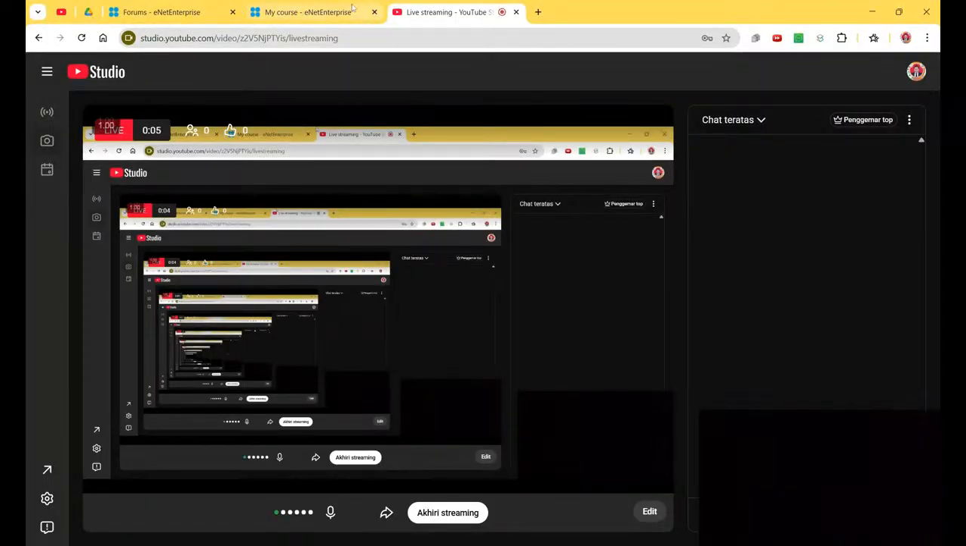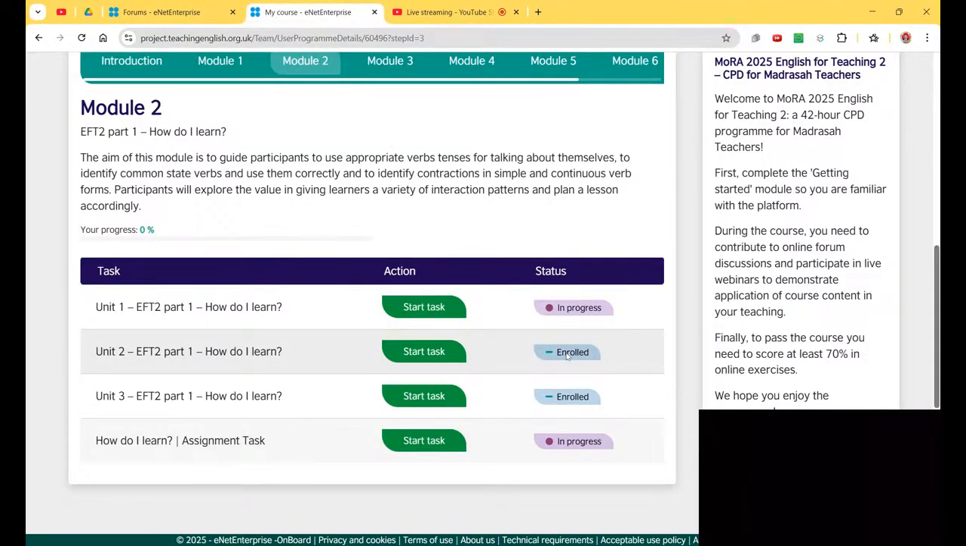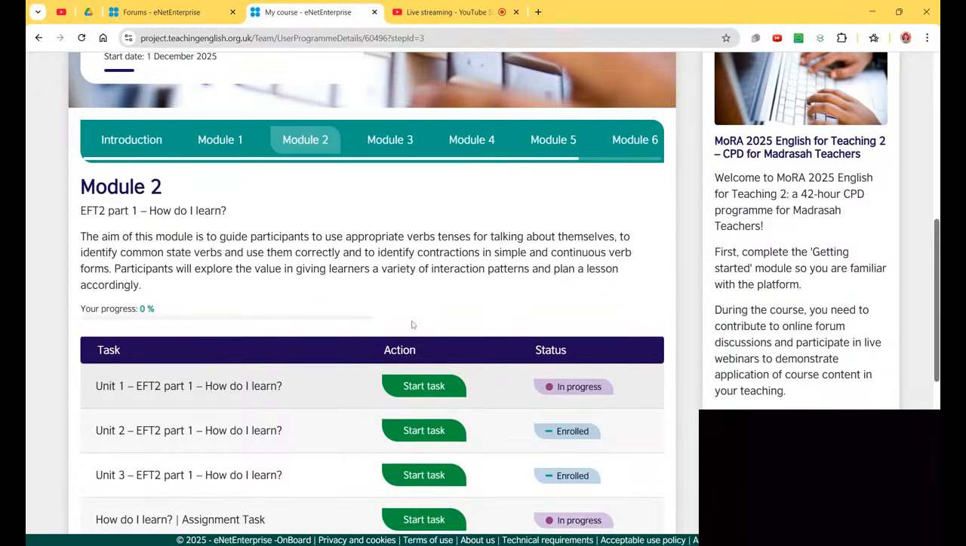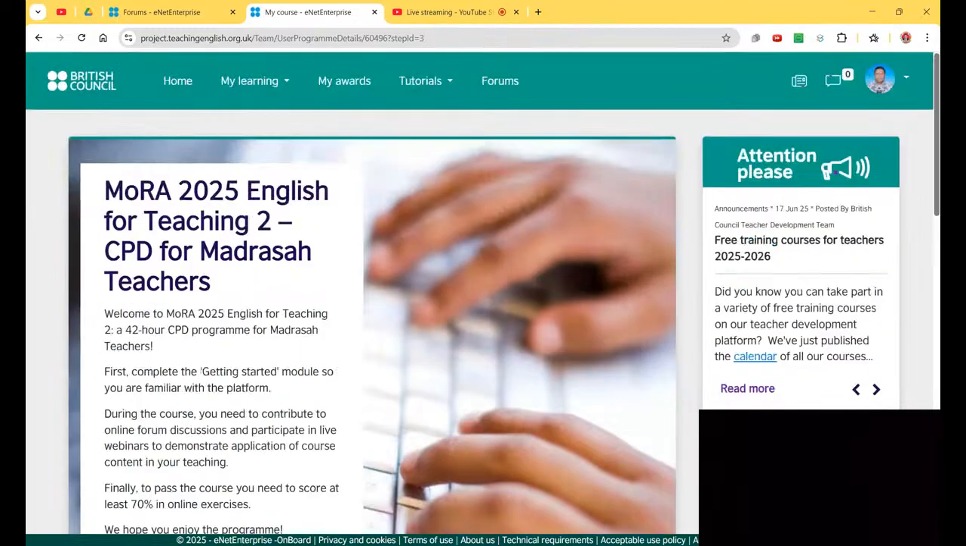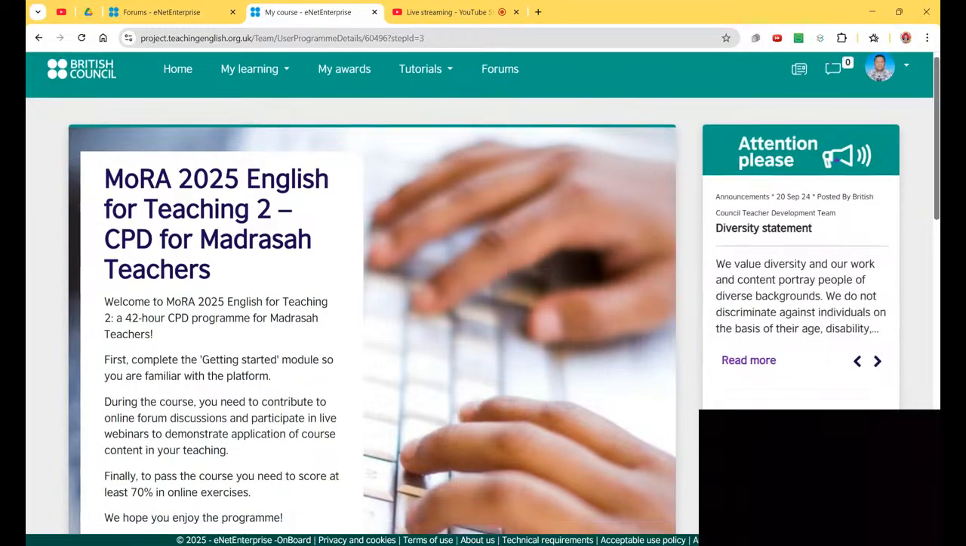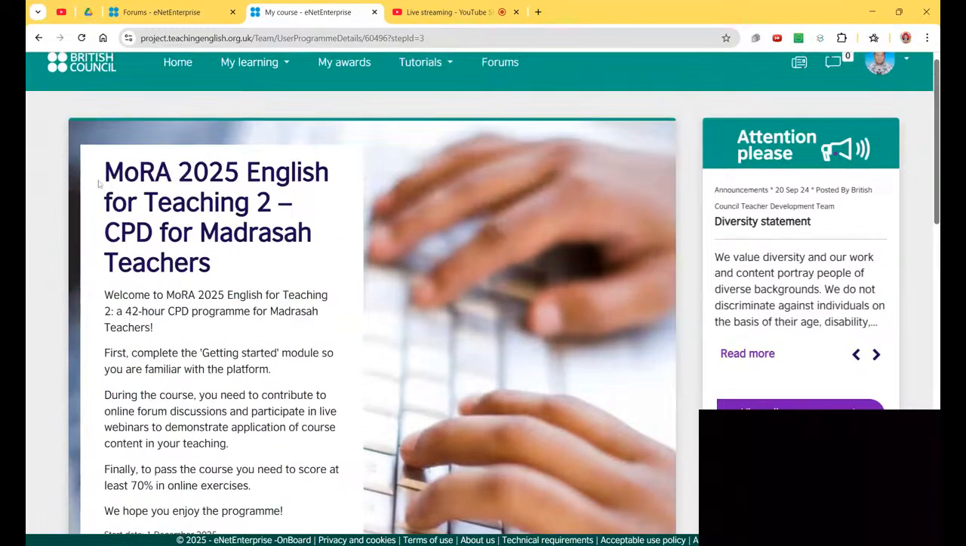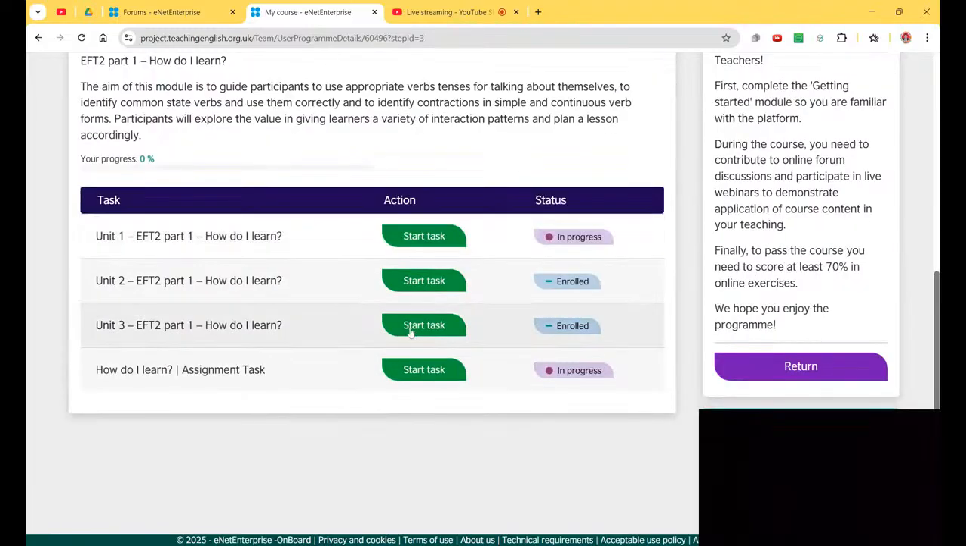Bismillahirrahmanirrahim. Baiknya hari ini saya akan memulai lanjutan dari module 2, Continuous Professional Development, British Council collaborated with the Ministry of Religious Affairs, especially for madrasah teachers. Now let's continue.